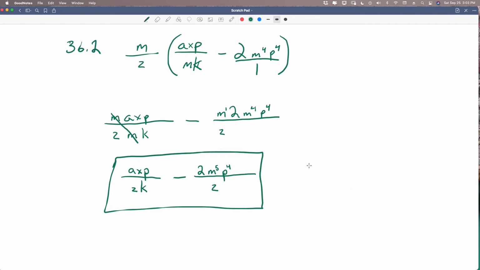All right, so let's look at 36.3. I think I can fit it right here. Copy as I write so you can save some time.